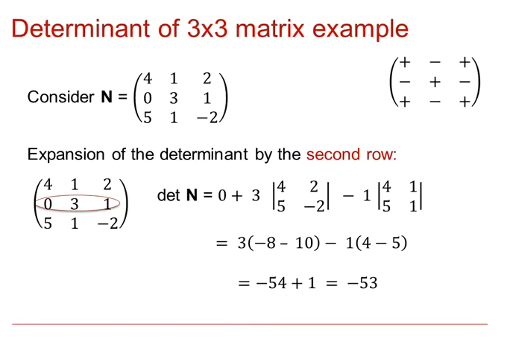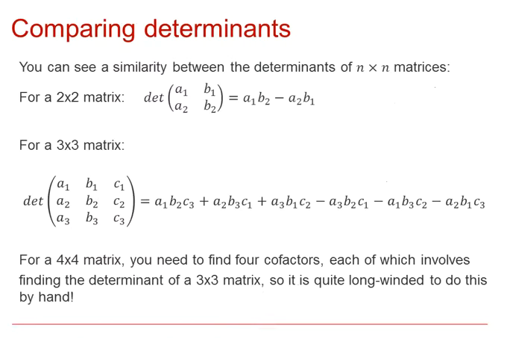In this example here, where n is given, we can see that we might choose to expand the determinant by the second row because there is a 0 in the second row. Of course, we could also have chosen the first column.